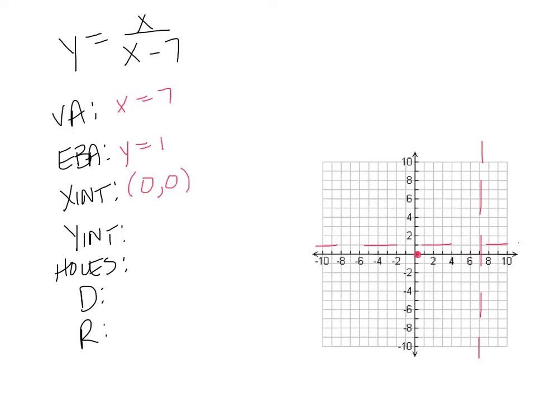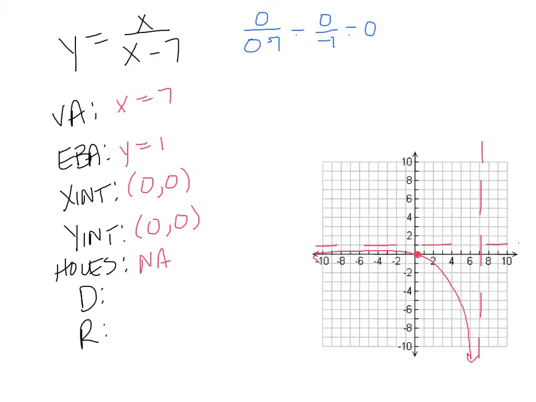The y-intercept, we'll plug in a 0 for all your x's, although if you're pretty savvy, you already know what it is. 0 over 0 minus 7 is 0 over negative 7, which is 0. Well, that makes sense. We had 0, 0 as the x-intercept. 0, 0 is also the y-intercept. It's where it touches the y-axis. And we didn't have any holes in this case, so that's not applicable here. And we know enough to sketch one branch.